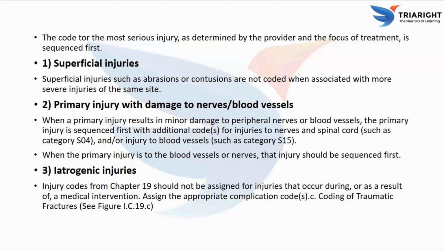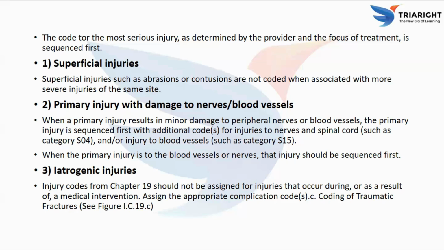So what is the coding rule for iatrogenic injuries? You should not use chapter 19 injury codes for iatrogenic injuries. Instead, you have to assign a complication code from the T81 to T88 categories. Why? Because chapter 19 injuries are for accidental trauma. So medical caused injuries are complications, but not injuries.